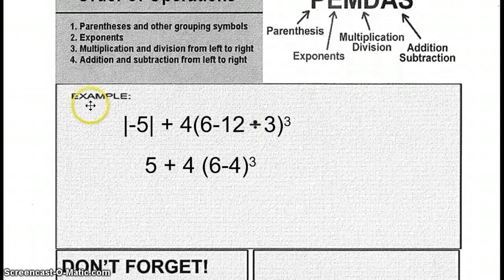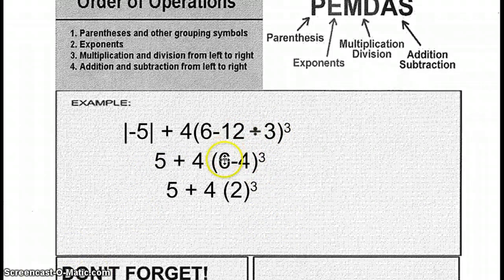So now the absolute value of -5 becomes 5, and within our parentheses we still have to follow the order of operations. The multiplication and division will come before any addition and subtraction. So we'll actually take 12 divided by 3 to get 4, and we'll rewrite everything else to keep it organized. The next step is to take 6 minus 4, and we would get 2. So we took care of everything inside of the parentheses, and we took care of our other grouping symbols, which would be our absolute value.